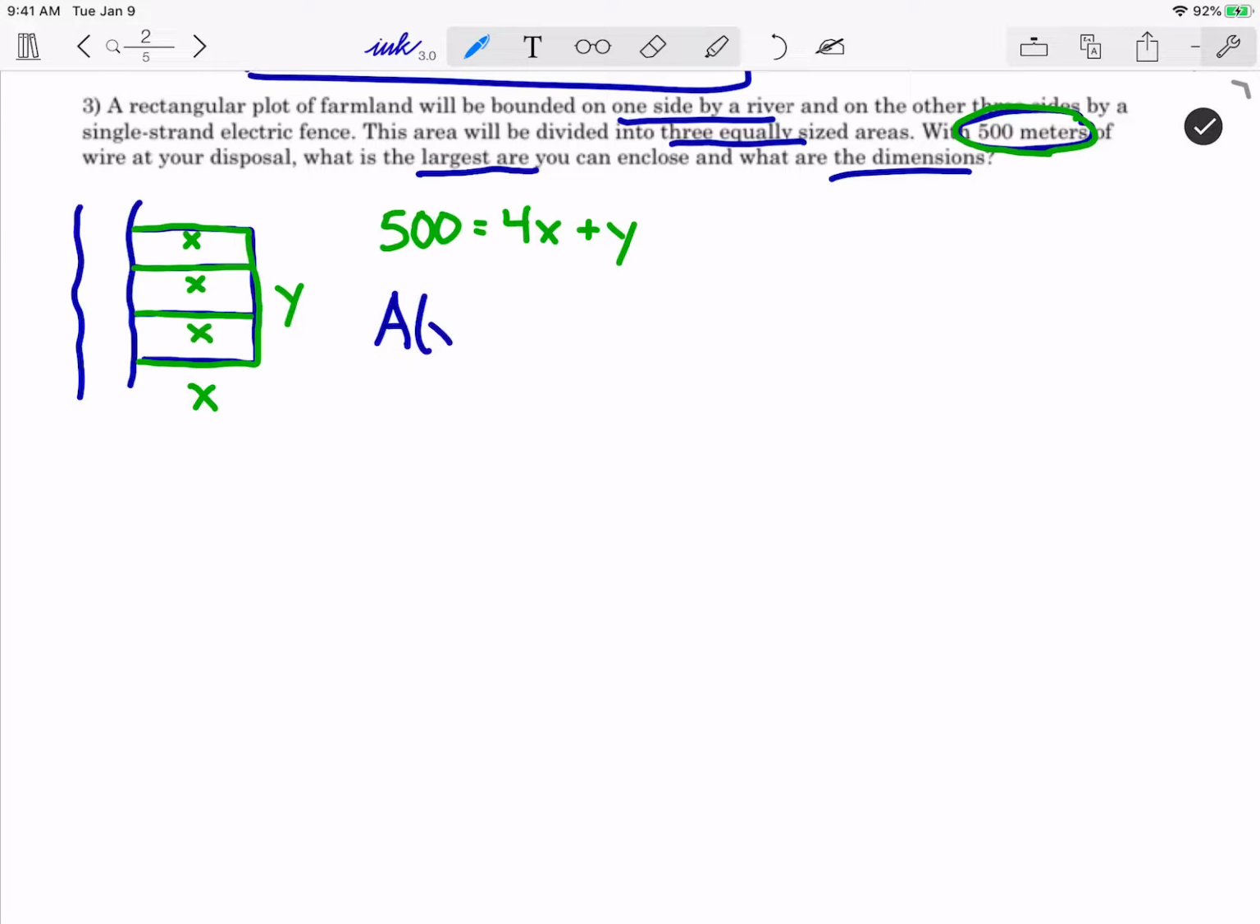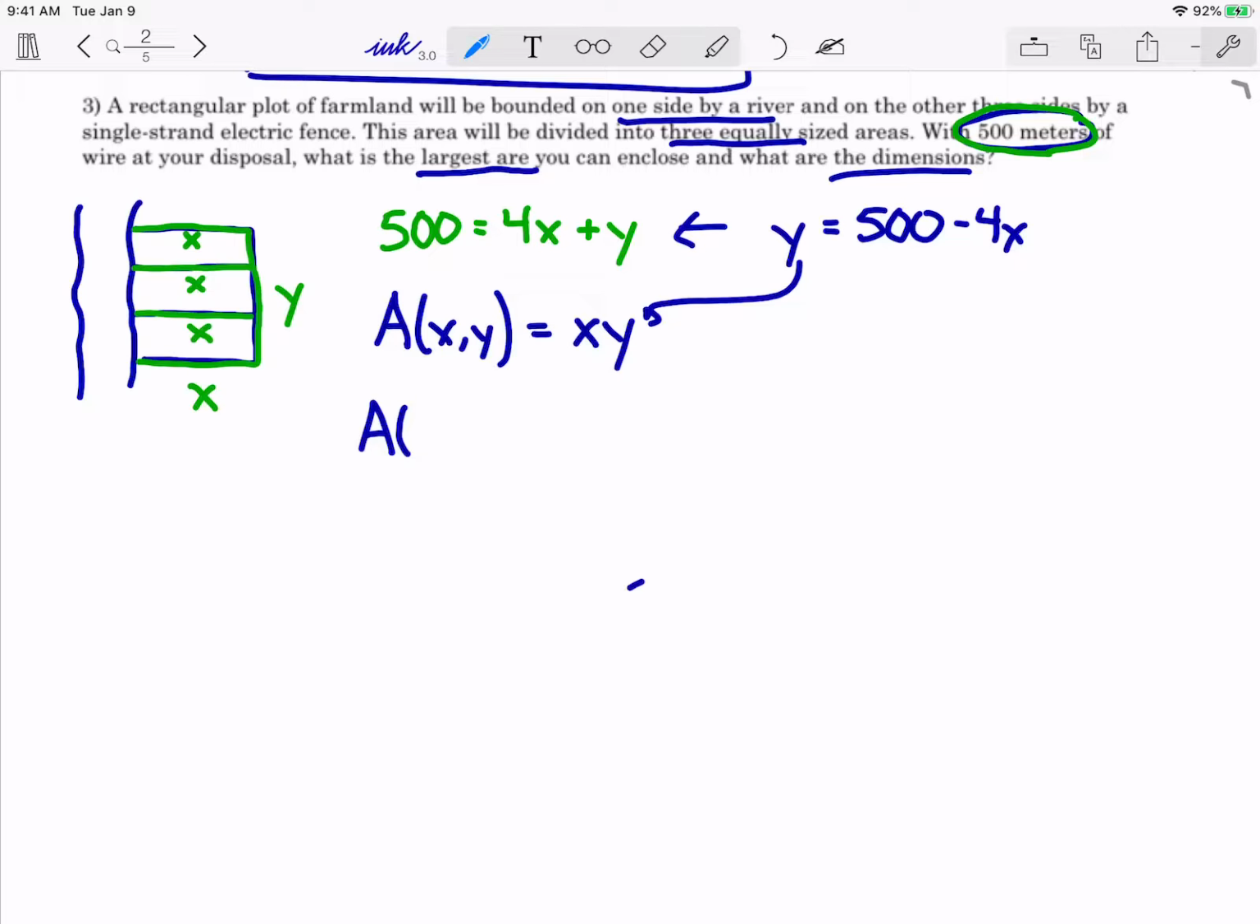So right now my area is in terms of x and y, and it's just simply x times y, the area of a rectangle. But I'm going to solve this equation for y, because y has a coefficient of 1, which makes my life easy. So y is 500 minus 4x, and I'm going to substitute that into my area function so that my area is only a function of one variable, in this case x. So I've got x times 500 minus 4x. Distributing, I get 500x minus 4x squared.